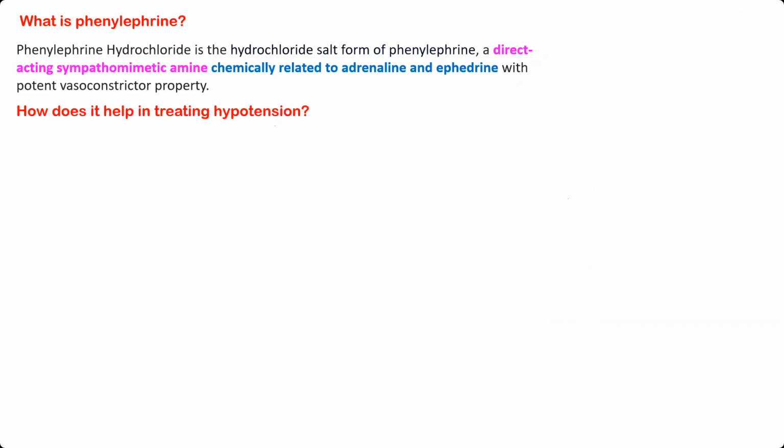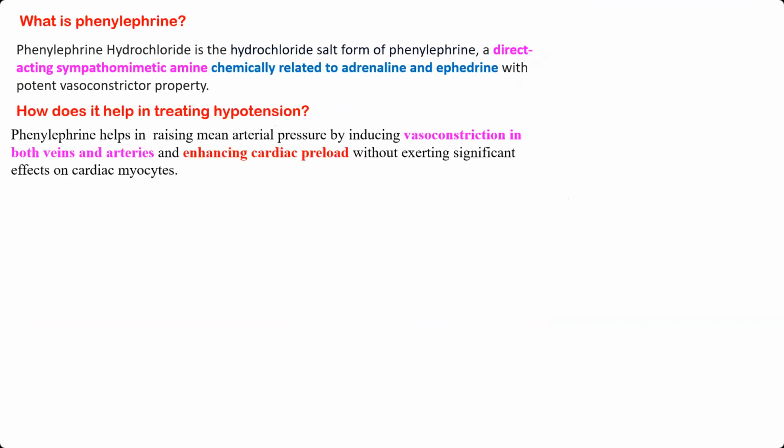Does it act on the arteries or veins? Both arteries and veins. It helps in raising mean arterial pressure by inducing vasoconstriction in both veins and arteries, and enhancing cardiac preload without exerting significant effect on the cardiac myocytes. Just by improving the cardiac preload, it helps.